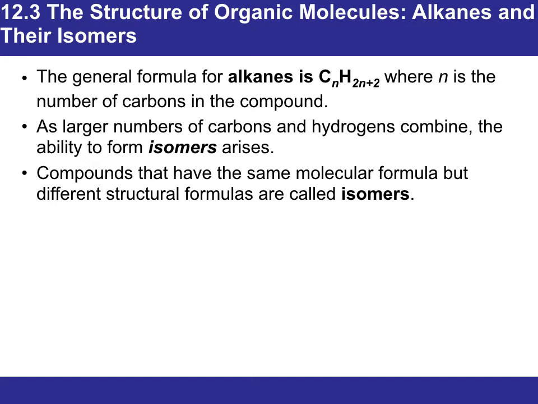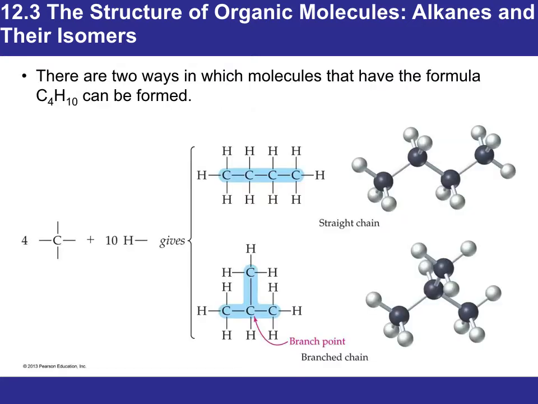Now, compounds that have the same molecular formula but a different structural formula, we call those isomers. This is an example. You can either have a straight chain, and right here we have 4 carbon atoms, 1, 2, 3, 4, 5, 6, 7, 8, 9, 10 hydrogen. They can either be in a straight chain, or they can have a branch chain. So you see right there, carbon number 3 has a branch point.